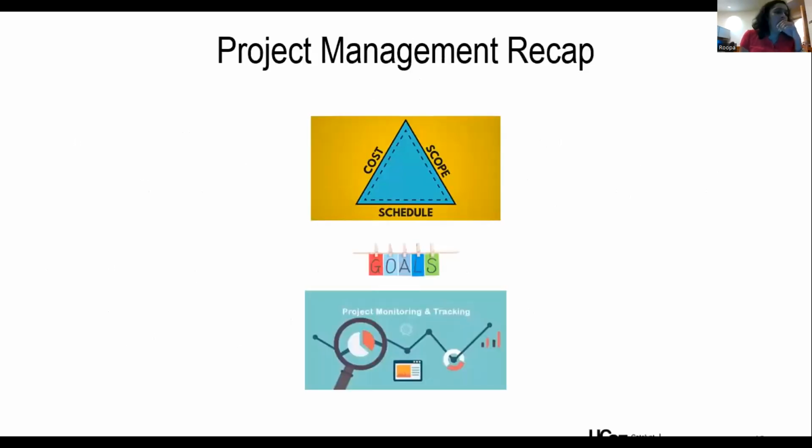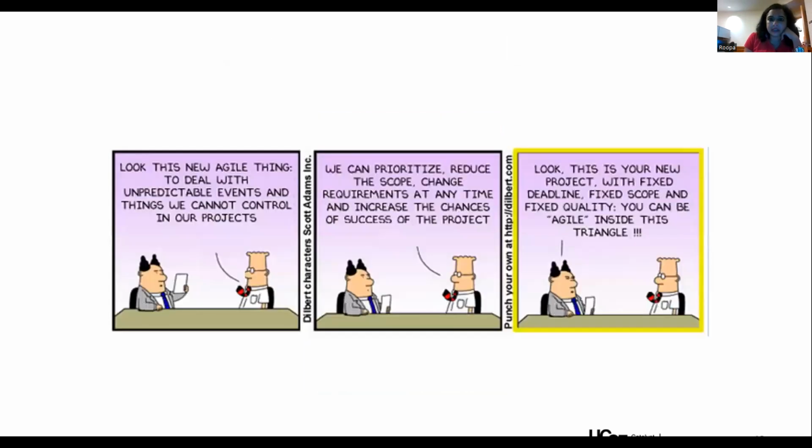And again, to recap, the three things of the triangle: the cost, the scope, the schedule, are the project goals, and then you have to monitor and track the projects against the plan when it is actually being executed.